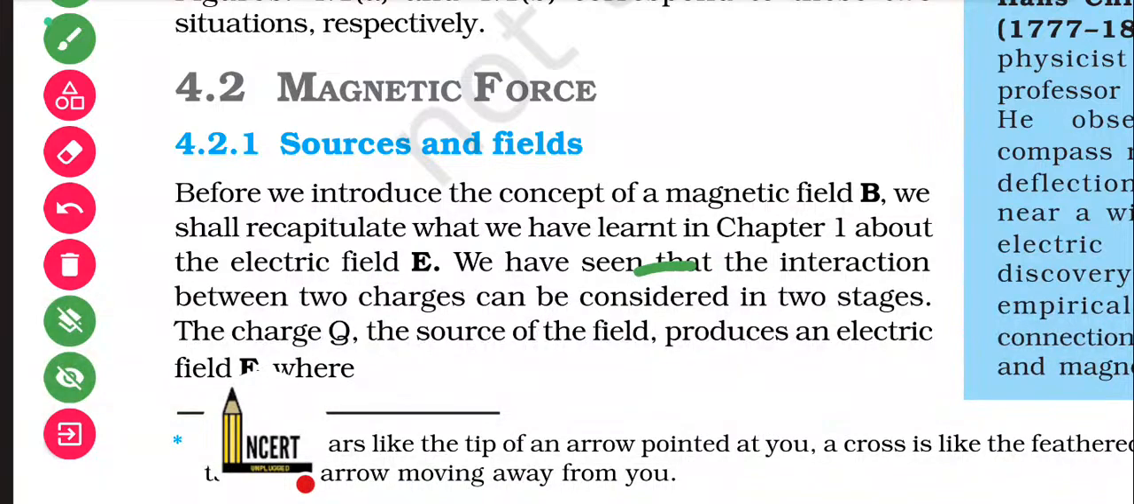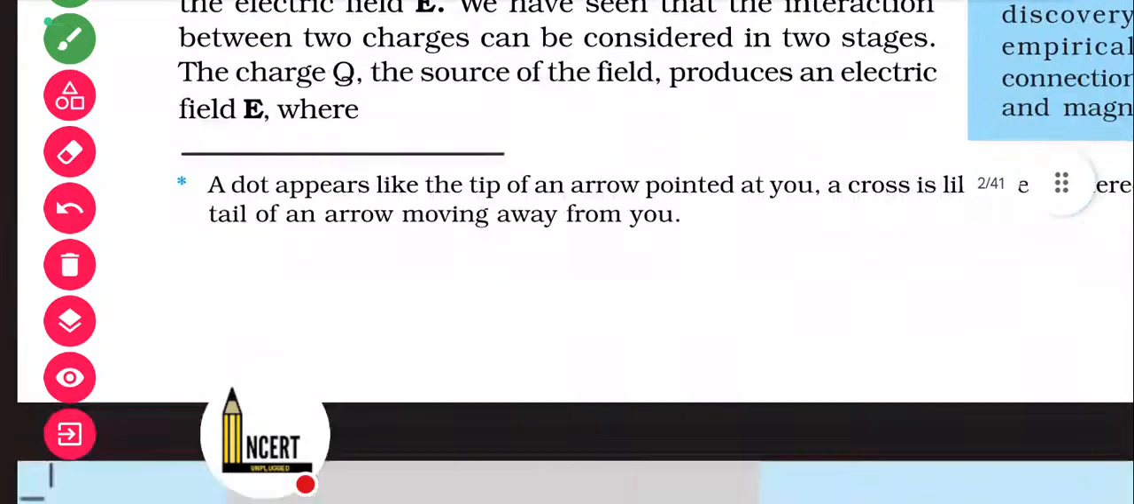We have seen that interaction between two charges can be considered in two stages. The charge Q, the source of the field, produces an electric field E. We have understood the concept of field there. What does a charge do? According to Faraday, it doesn't just act with force on the other charges. It creates its own field, and when another charge comes in the vicinity of the field, it experiences a force.